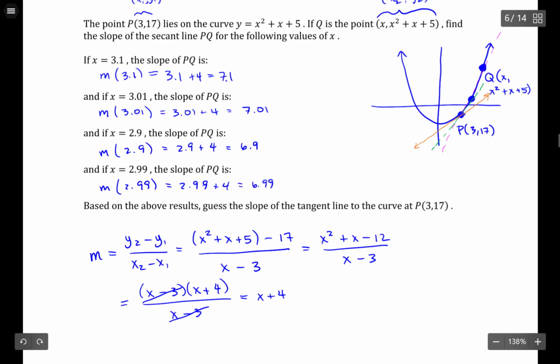You can see as x values get closer and closer to 3 from values that are larger, from the right, the y values are approaching 7. As the x values approach 3 from the left, where the values are smaller, these y values approach 7 as well. The limit from the left and the limit from the right agree with one another, and so that is the value of the slope of this tangent line. So, based on the above results, guess the slope of the tangent line to the curve at P(3, 17), and that's going to be 7.